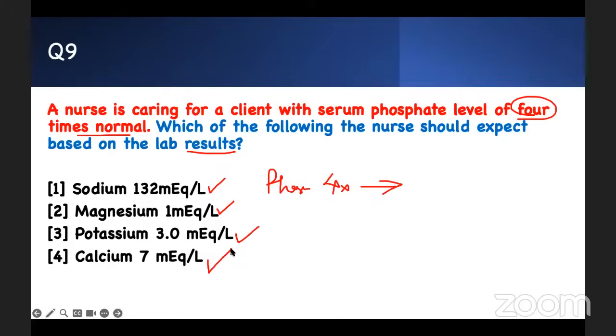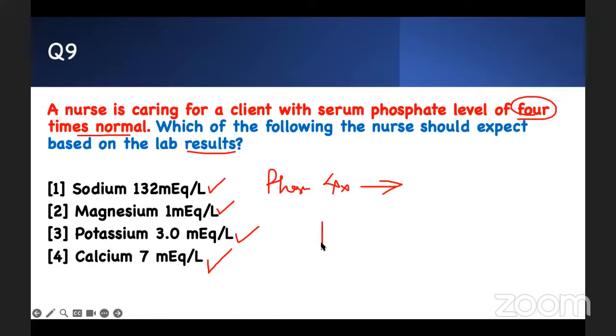Like I said, it's all concept that you know. What do you know about phosphorus when it's 4 times normal? Which of these lab results do you expect to go down? That's all the question is asking you. Rewrite it. Don't overthink it. Which of these do you expect to go down?